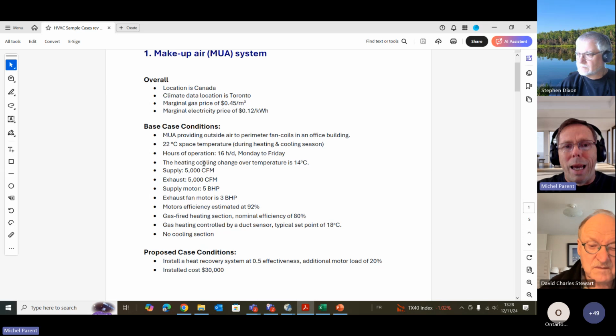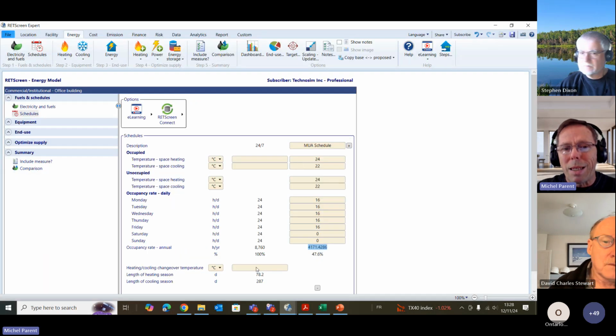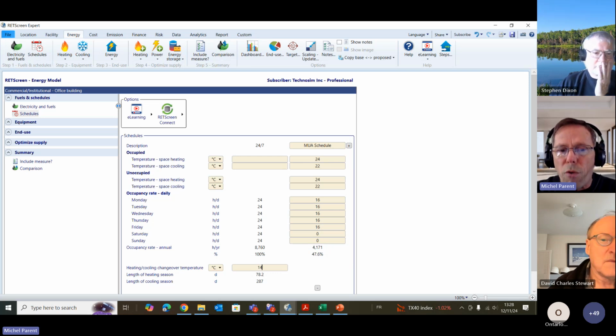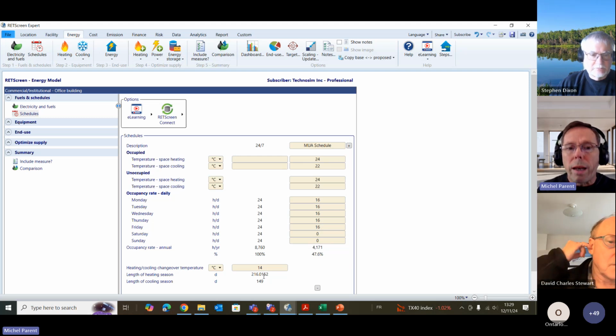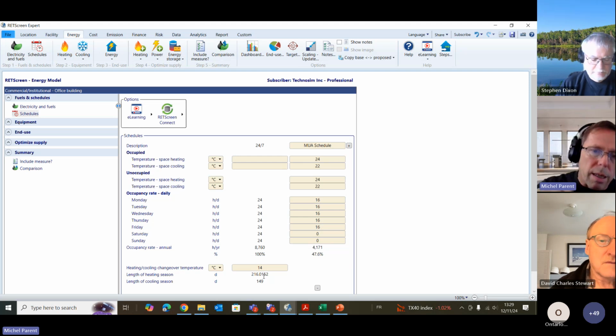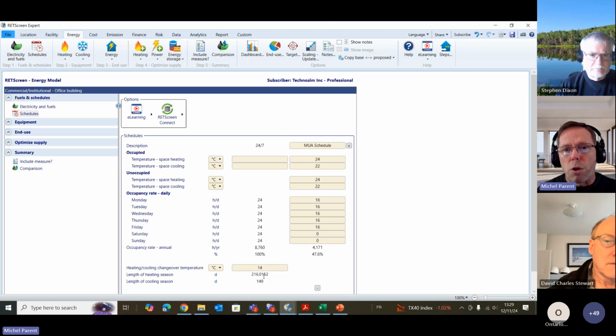It says that the heating, cooling, changeover temperature is 14 degrees. So this value here, there's no default value for this box in here. So never forget to enter a value. It will actually calculate the length of your heating season and of your cooling season based on that changeover temperature. So if you don't enter it, it doesn't know how many heating degree days basically there is and cooling degree days, so it cannot do its calculation. So never forget, if you see you got no results in your energy calculation, it's often due to a missing changeover temperature. So now we've got our schedule defined.